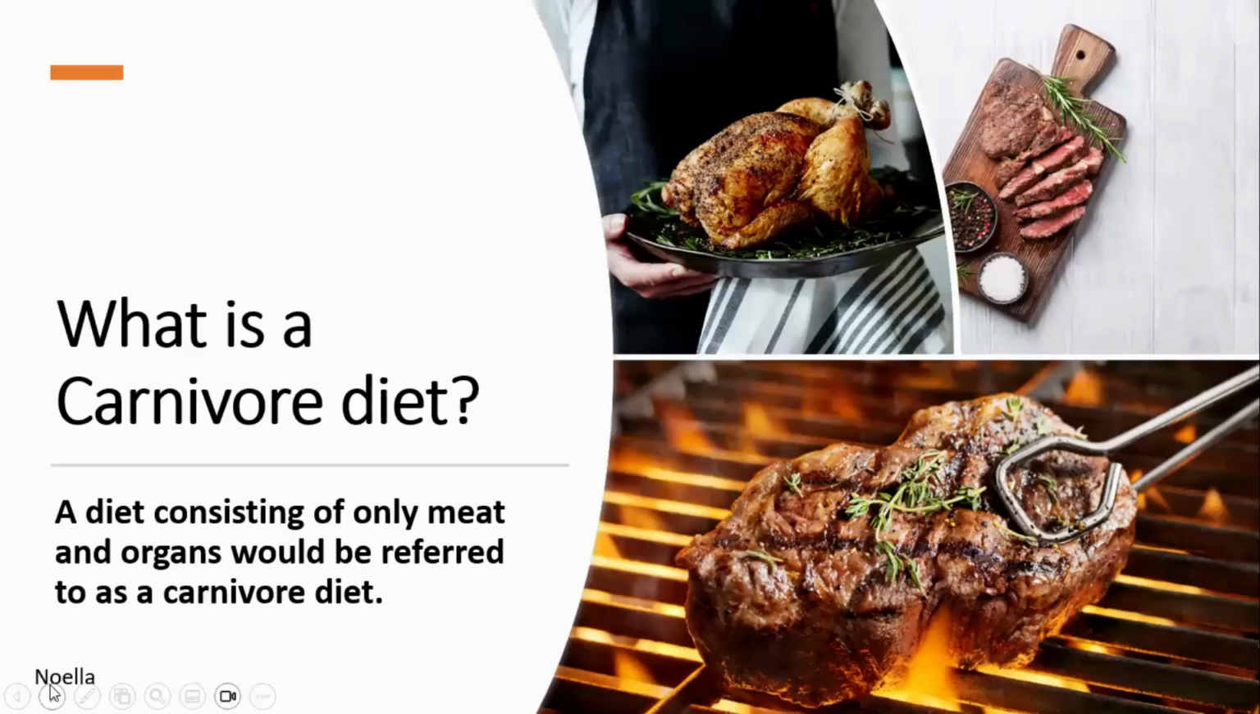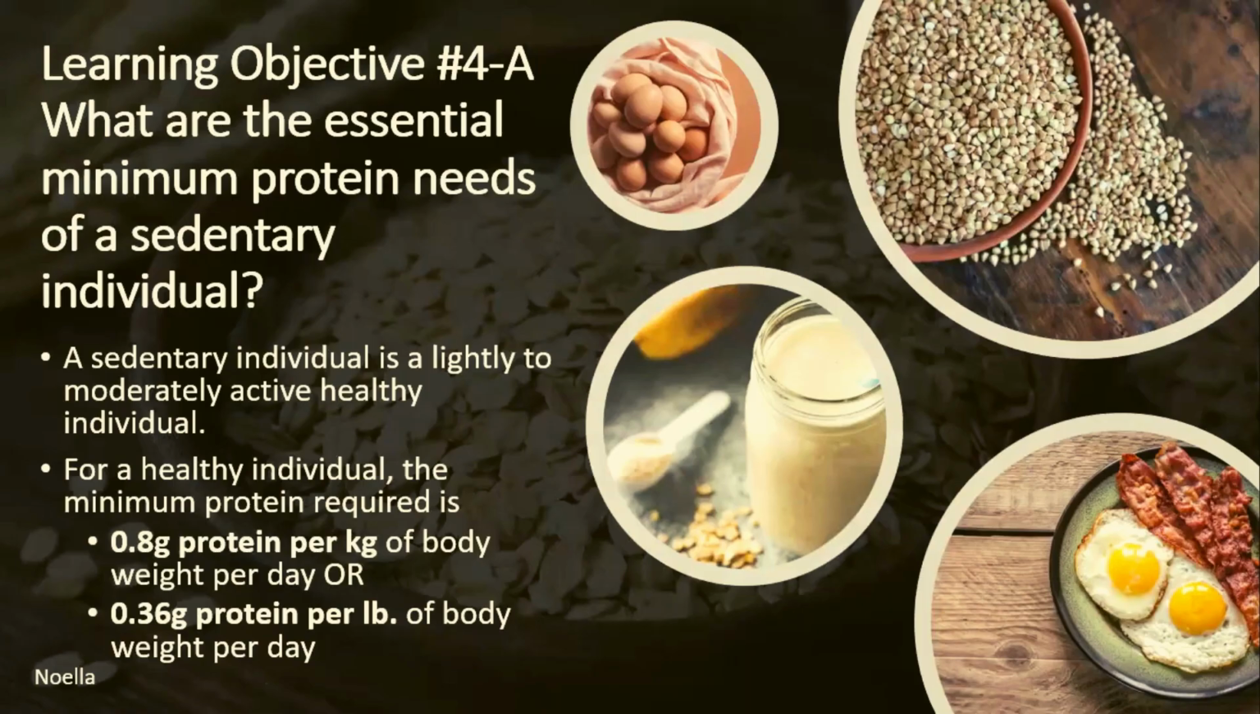And what would be a carnivore diet? A diet consisting of only meat and organs would be referred to as a carnivore diet. So no fruits, no veggies, nothing. Just meat, just organs. Let's move on to learning objective 4A.